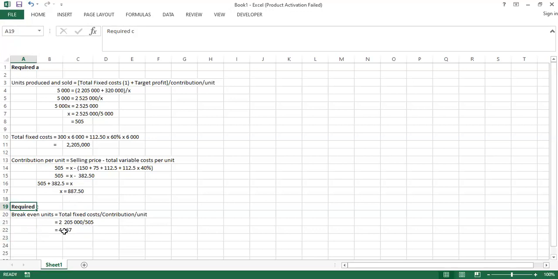Then in terms of break even, you always want to round up. You always want to go for 4367, the higher amount. If you go for the lesser amount, it means you are not breaking even, you are slightly making a loss. It's better to make a slight profit than to make a loss. That's the logic behind that.